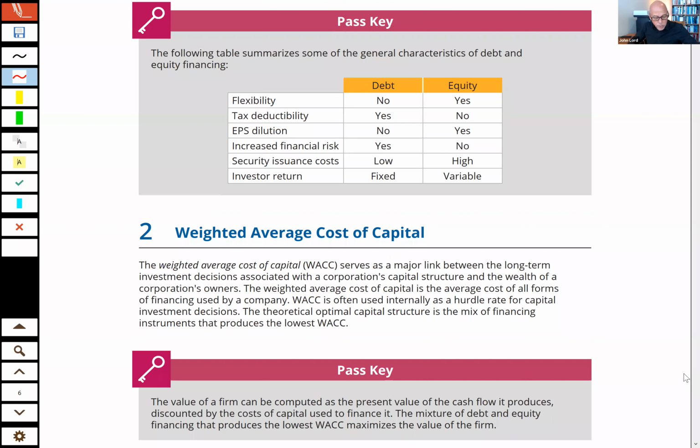So I just want to jump us to our first area, where they actually start doing something other than giving us very basic definitions of things that we already know, and talking about this notion of the weighted average cost of capital. You can see that the weighted average cost of capital serves as a major link between the long-term investment decisions associated with the corporation's capital structure and the wealth of the corporate owners. The weighted average cost of capital is used internally as a hurdle rate for capital investment decisions.